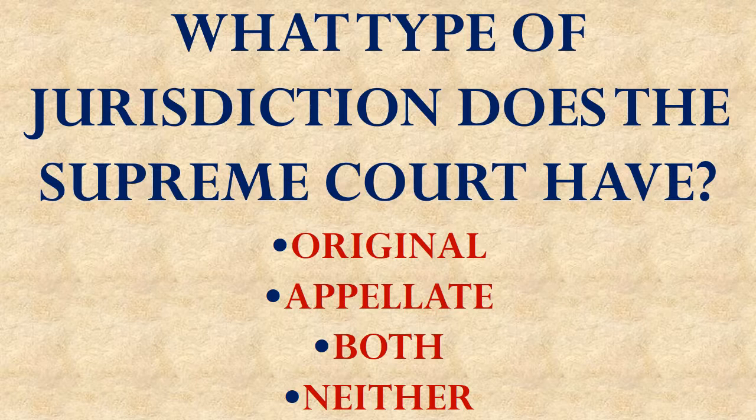What type of jurisdiction does the Supreme Court have? Do they have original jurisdiction, appellate jurisdiction? Do they have both kinds, or neither? The Supreme Court actually has both kinds of jurisdiction, but their original jurisdiction is limited to a very specific, small number of cases listed in the Constitution, and they only get a couple of those kind of cases each year.